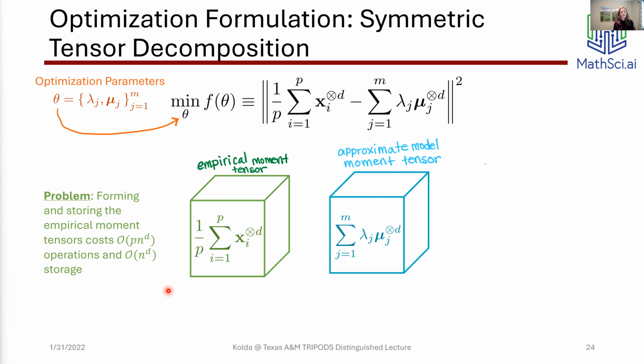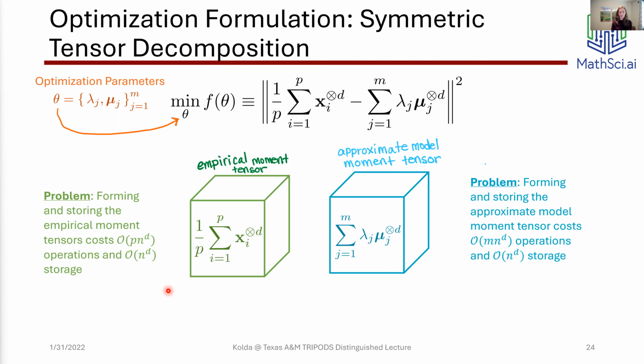The problem is that forming and storing this empirical moment tensor becomes expensive. It's the number of observations you have times n to the d computation. So if your n is say 1,000 and d is 3, this becomes very expensive very fast. And you also need to store this thing. So that costs n to the d storage, which can be prohibitive for many applications, especially if d is 4 or higher. It becomes very expensive very fast.